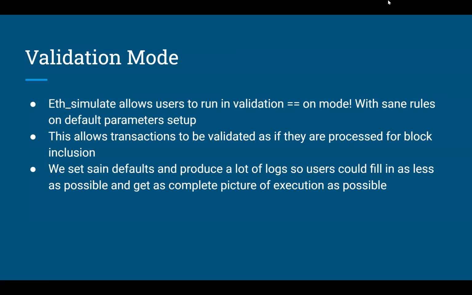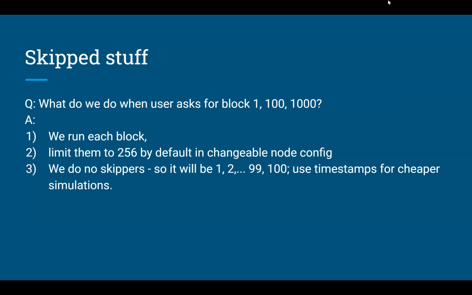So then we go to the next slide and highlight the skipping, the magic feature that you want to set: simulate for me block number 1 and then block number 100. And we explicitly state that we actually do not skip, we run every block, and by default the limit is 256 blocks. So if the user inputs only, please simulate for me block number 1 and block number 100, we would simulate all the blocks in between, but they will be empty, though the state will be updated. So we kindly ask our users to focus on using timestamps for cheaper simulations.